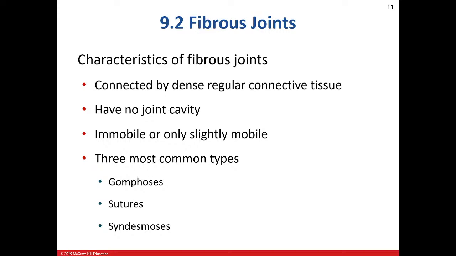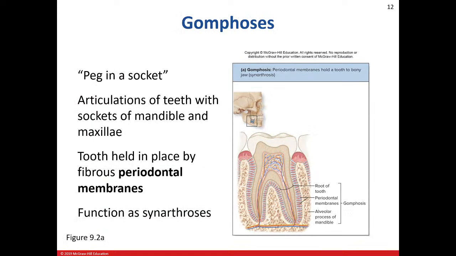There's not a great degree of movement between the tibia and the fibula, but there is a great degree of movement between the radius and the ulna. I can totally rotate my radius over my ulna as I turn my forearm. Okay. If I turn my hand over, I'm rotating the radius over the ulna.